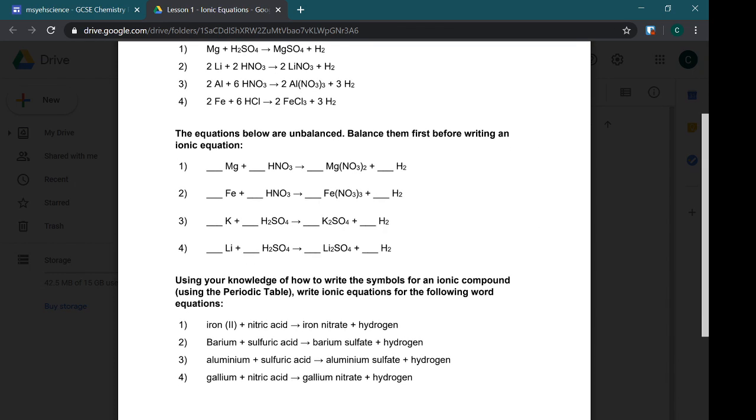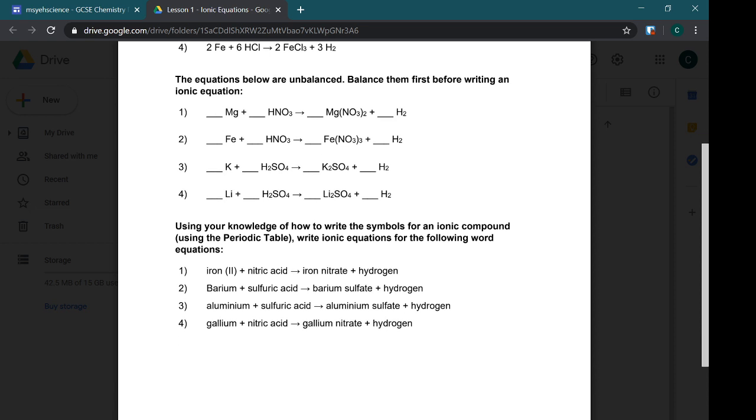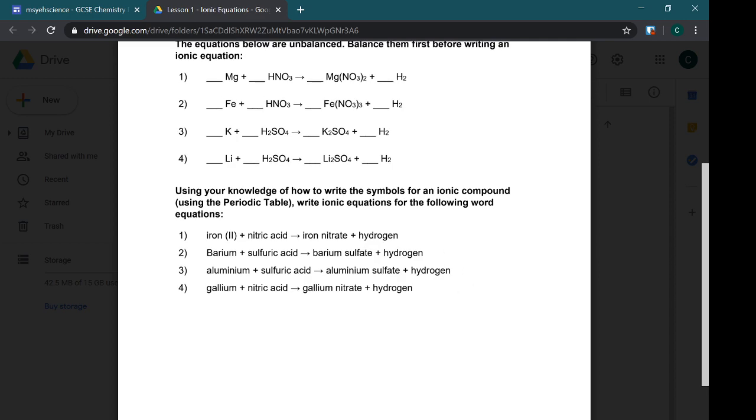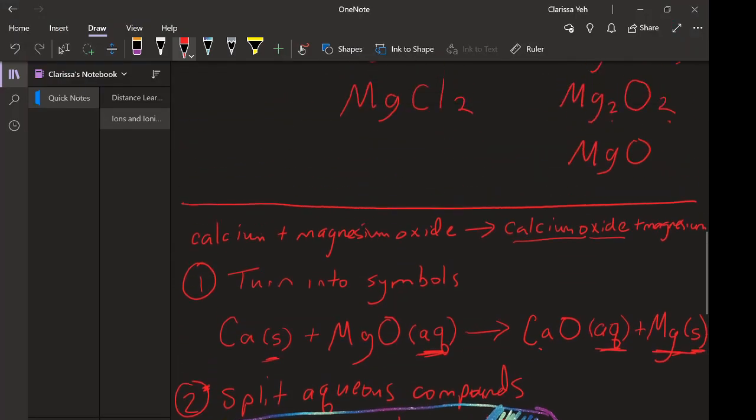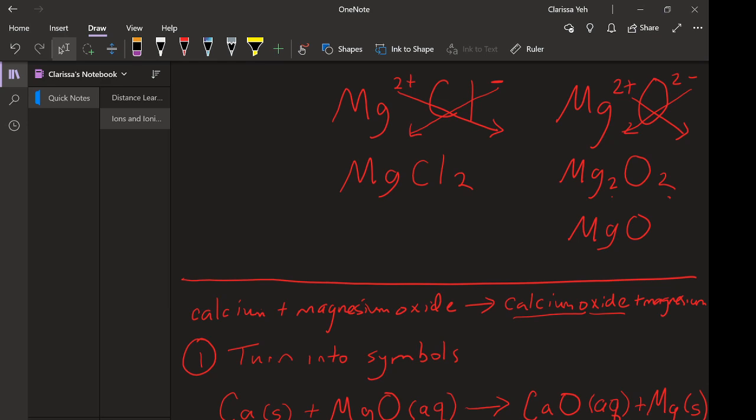For the second section, I want you guys to balance it first, just to practice balancing. The third section is going from the actual word equation, which is what we've done in this example here, going from a word equation.